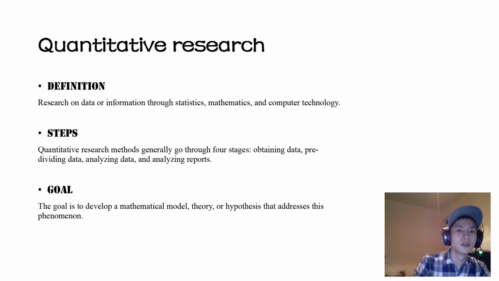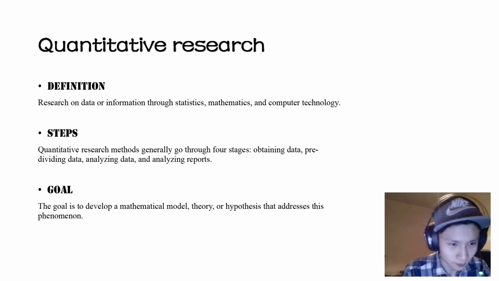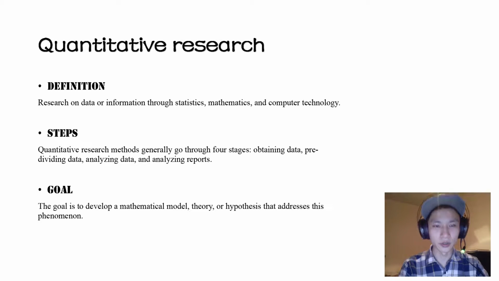So let's go further with quantitative research. I think the definition of this research methodology is research on data or information through statistics, mathematics, and computer technologies, like questionnaires. Generally, the quantitative research methodology has four stages. The first one is obtaining data, the second is pre-dividing data, the third step is analyzing data, and the last one is analyzing reports. I mean, the report from the questionnaire.